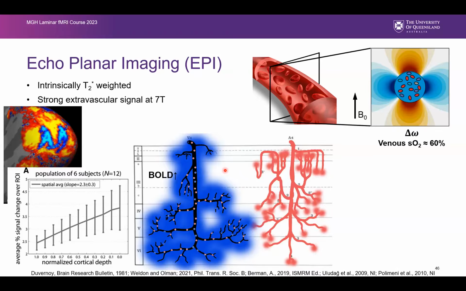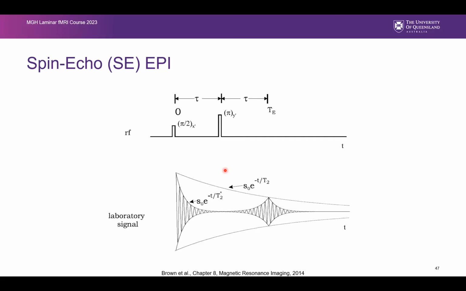If you are really worried about these contaminations from draining veins, people have proposed spin echo EPI. So that means adding a 180-degree pulse to refocus all the signal or all of the dephasing from large vessels. So here you can see basically that the signal decays with the T2 star rate of change, but if you apply an RF pulse, you can refocus some of the dephasing, and it is then T2.